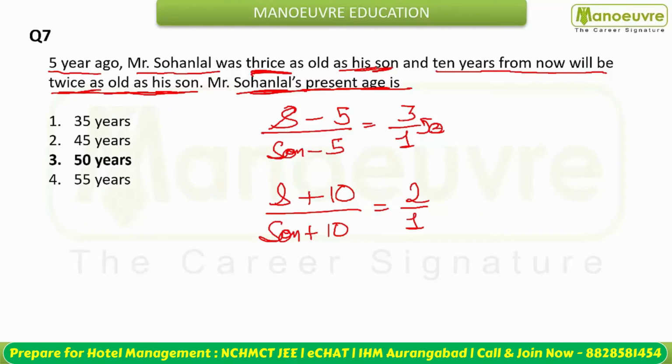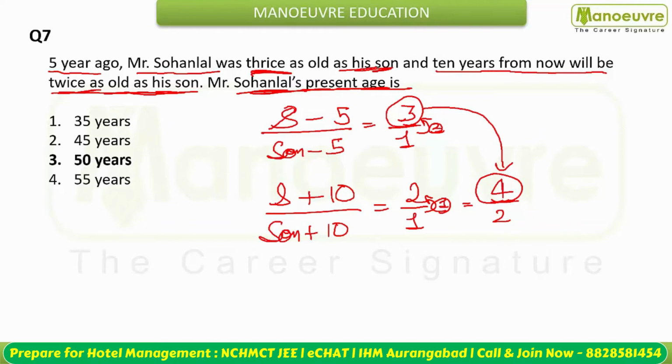Between 1 and 3, how much is the difference? This is 2, because these are ages. Age difference does not change. Right now here, how much is the age difference? This is 1 difference, but we have to make it 2. So this can be written as 4/2. Now the difference is the same. So now you can say Sohanlal moved from 3 to 4 in the ratio.